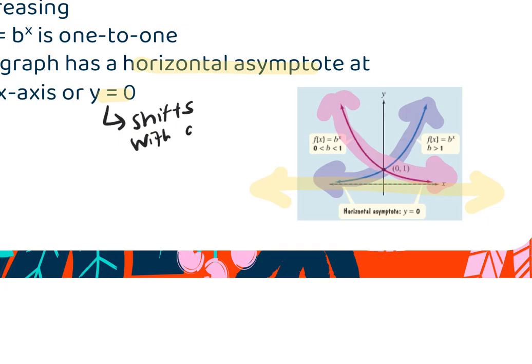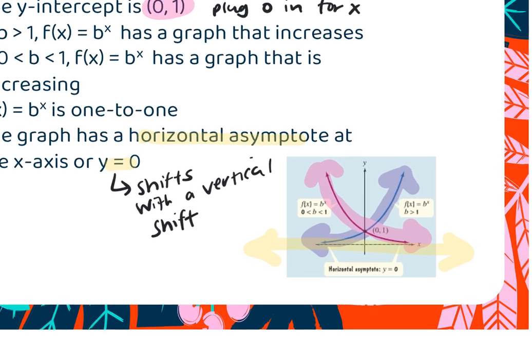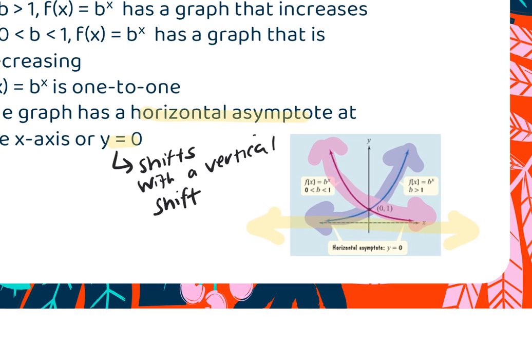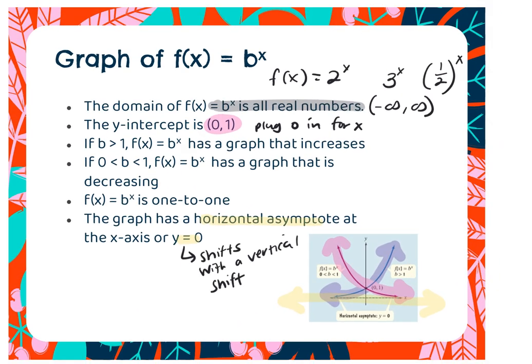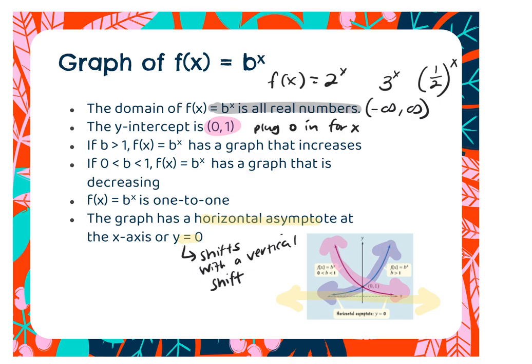with a vertical shift. Okay, so the horizontal line moves up and down if there's a vertical shift on our function. So it starts at y equals 0, but if I shift this graph up or down, then my horizontal asymptote shifts with that vertical shift. So we're going to learn how to graph these by hand, and then we're going to also learn how to graph something with an e base, and that we'll use the calculator for.